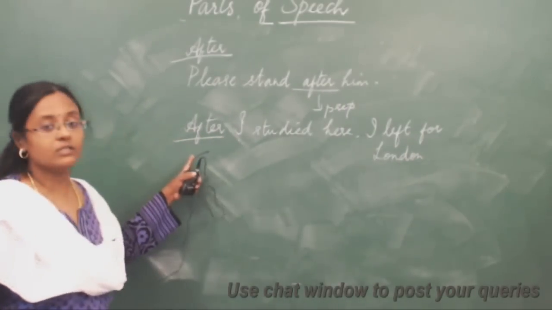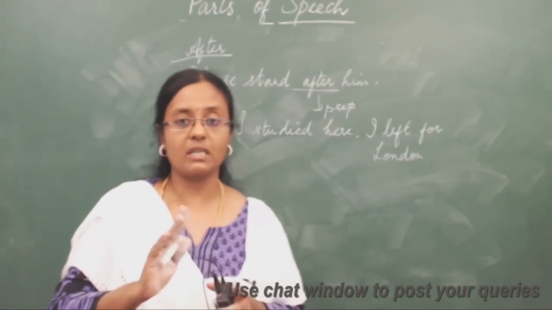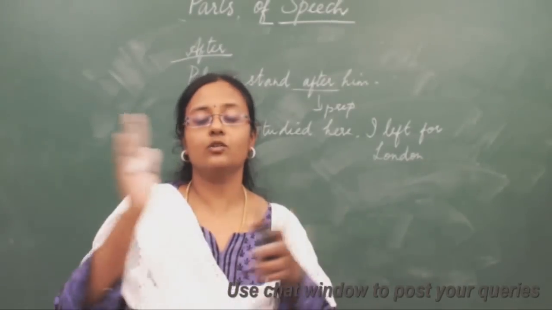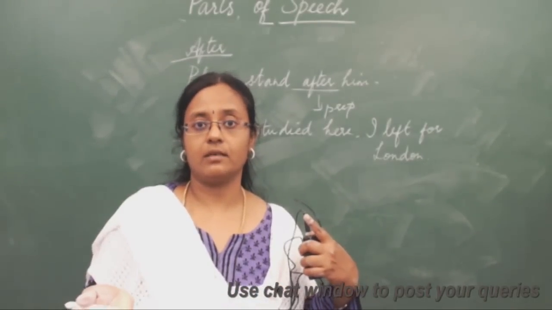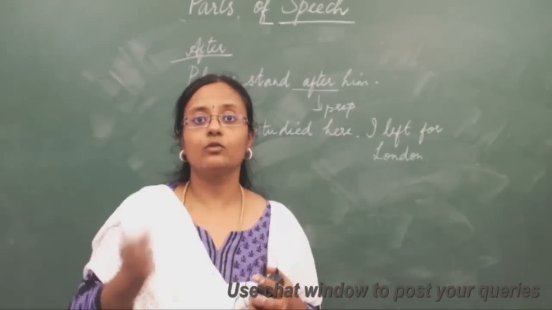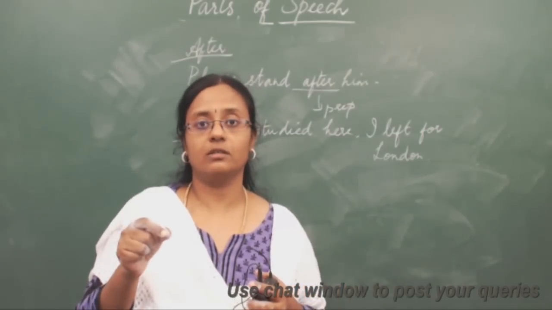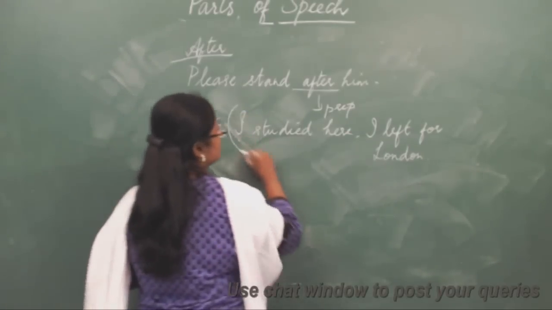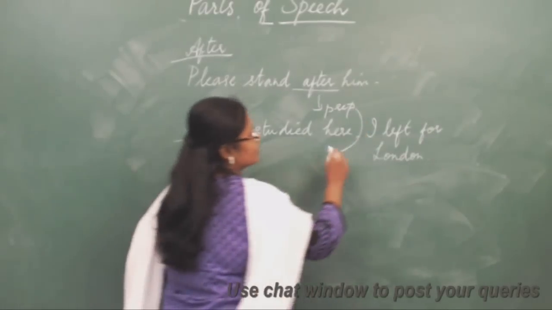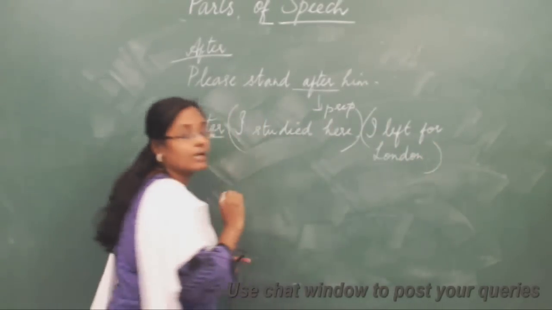See, now you see a conjunction need not be always in the middle of a sentence connecting two sentences. They can also be placed in the beginning of a sentence. As we said already, you should look at the function of the word. What does it do here? The same function of connecting these two sentences. I studied here is one sentence, I left for London is another sentence.